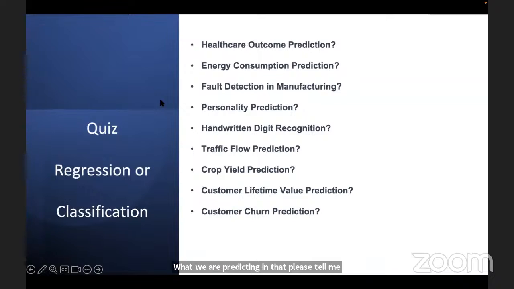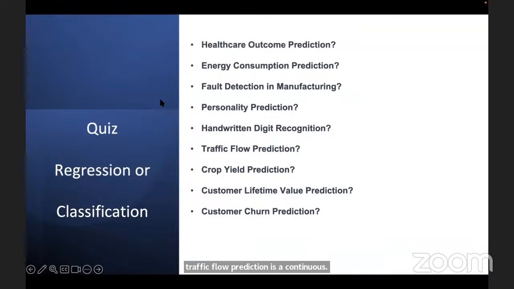Okay, good. Energy consumption prediction is a continuous value or a discrete value? Continuous, very good. Here we are going to apply regression. Fault detection in manufacturing, continuous or discrete? Fault detection is discrete value. Personality prediction is discrete value. Handwritten digit is discrete value. Good. Traffic flow prediction is continuous.